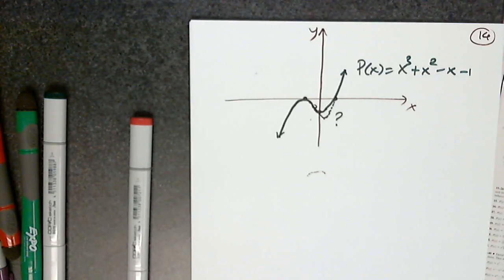It has to turn, it has to cross the y-axis, it has to turn again. It cannot have more than 2 turns. We know that: degree minus 1. So here's 1 turn, here's the second one, and as expected, it goes beyond to the positive side.